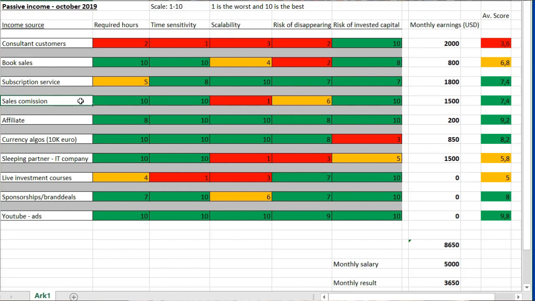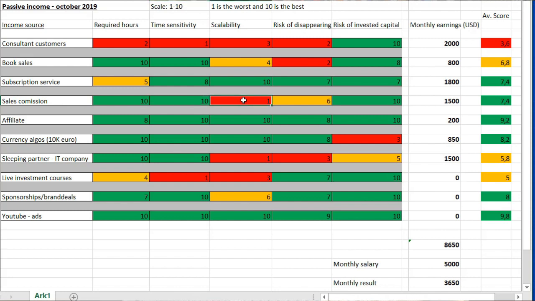Sales commission. If you remember the video where I told about my different income streams, I have been doing some selling for an investment fund where I got some quite wealthy customers in, and they put some money in, and I am getting a sales commission every month. They stay in with their money, but I'm not doing anything. So the required hours, they were high before, but right now I'm not doing anything. Time sensitivity, well, again, I'm not putting in any hours, so of course it's a 10 here.